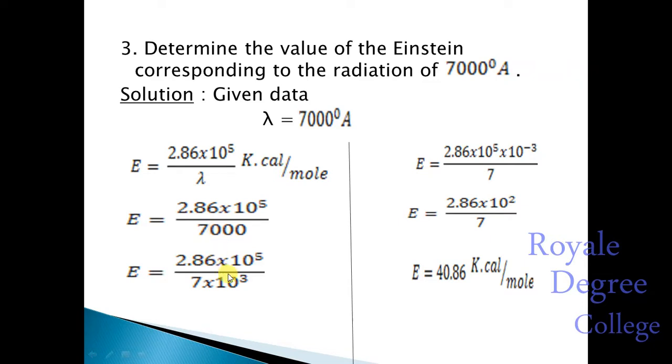Then we simplify this value. We can write it as 7 into 10 to the power 3. This 10 to the power 3, when we bring it to the numerator, becomes 10 to the power minus 3. Now 2.86 into 10 to the power 5 into 10 to the power minus 3. So 5 minus 3 gives 10 to the power 2. The rest of the things are as they are. Now 2.86 divided by 7, whatever value you get should be multiplied by 100, because 10 to the power 2 is nothing but 100. As a result, we will get the value of E as 40.86 kilocalories per mole.